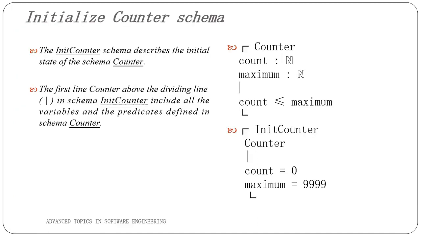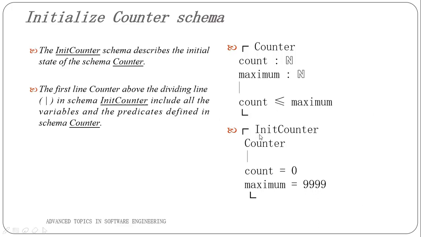So before working with this schema Counter, we have to initialize the counter variables. To initialize the variables of the counter, we will define another schema that is called InitCounter. This is my second schema, InitCounter. You can see on the right hand side of the screen at the bottom we have declared a schema that is my InitCounter.